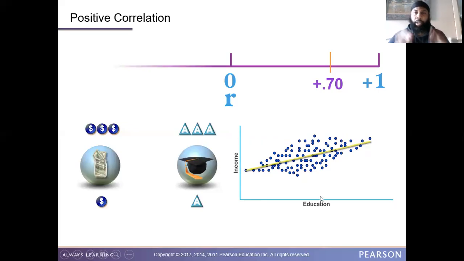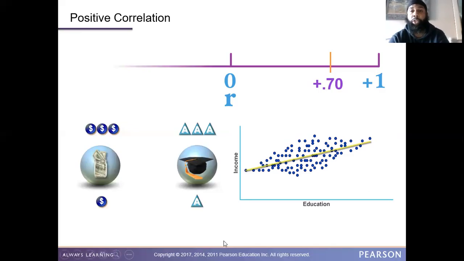The tighter these points are on a whole around this line, the stronger the correlation. So this right here is what a 0.7 looks like. As you can see, the general trend is for these data points to be closer to the slope line here, right?